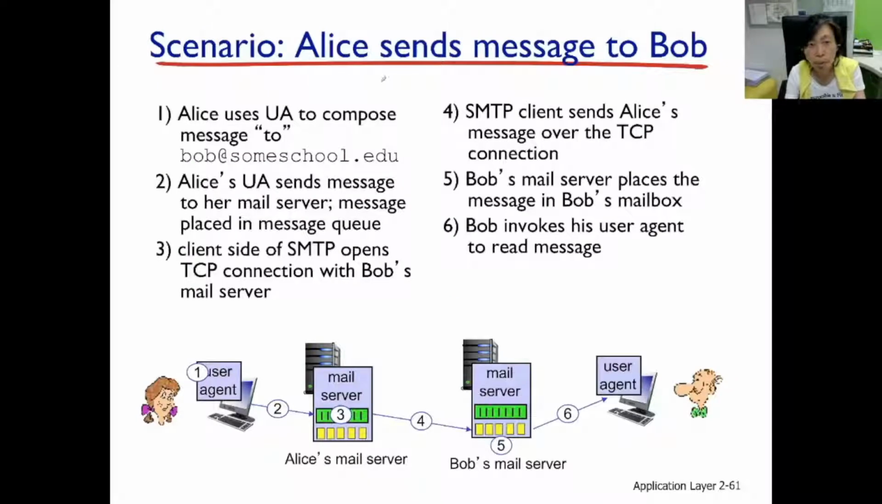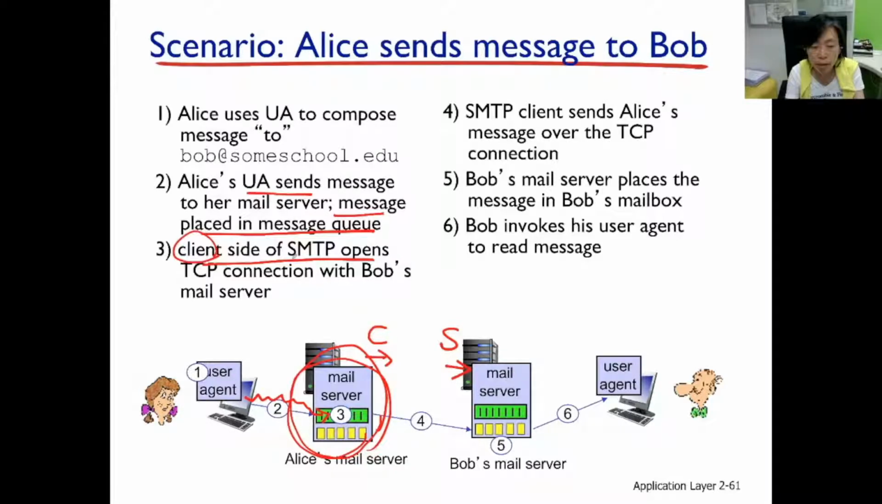Now let me put all three major components together and illustrate with a concrete scenario. Alice here is sending an email to Bob over there. So Alice will need to start the user agent first to compose an email. In the email, she will need to specify the receiver. And then the user agent will send the email to the message queue in the local mail server. So that is step 2, the email going to the message queue. And then the client side of the SMTP, this one here is the one sending, and Bob's mail server will be the one receiving. So this is the client of SMTP. This is the server of the SMTP.